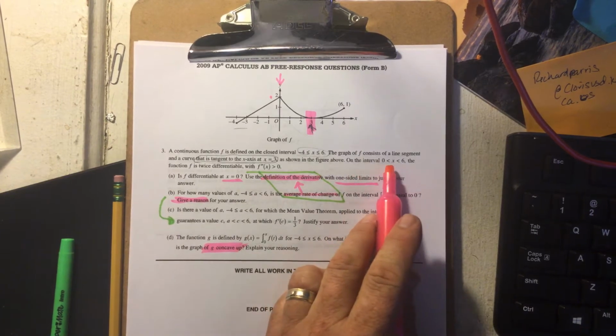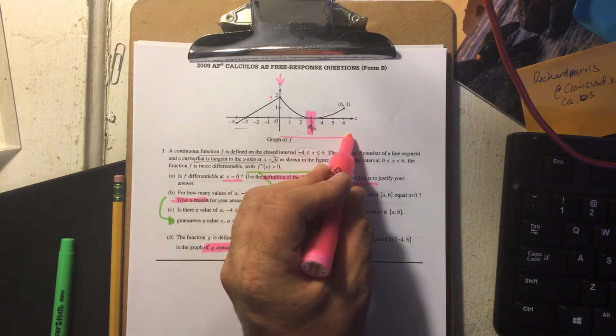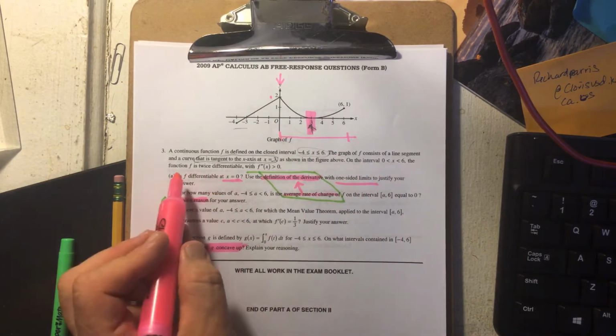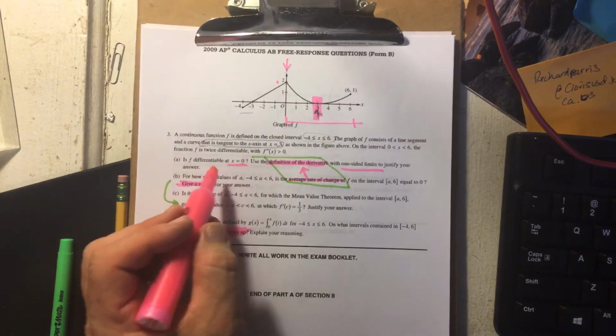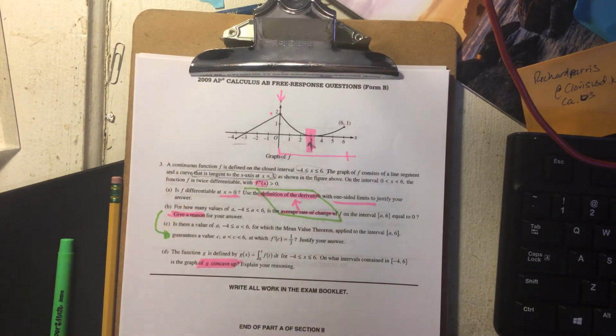So on the interval between 0 and 6, only from 0 to 6. So they're giving us a small piece of information from here to here, right? The function is twice differentiable, meaning I can find f double prime, okay? And it's saying it's greater than 0. So we're talking about concavity there.